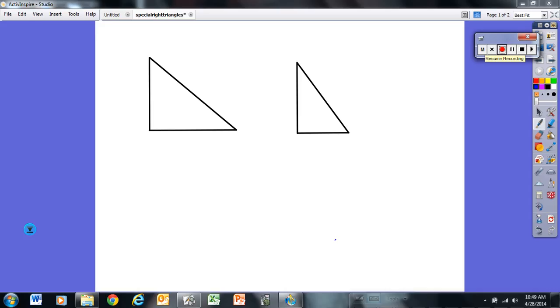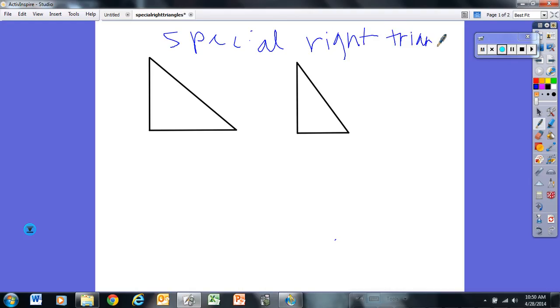Okay, we're going to talk about special right triangles. These are special right triangles. And the reason that they are special is because of their angles.